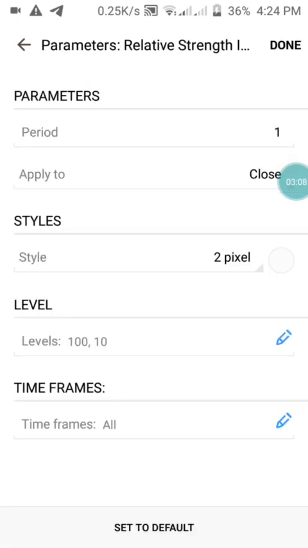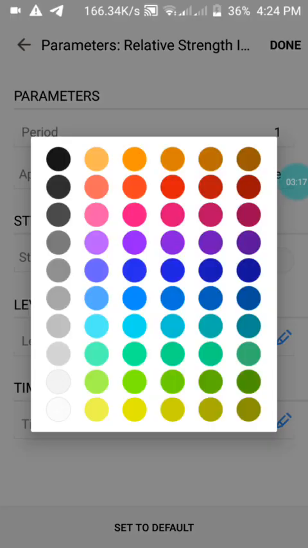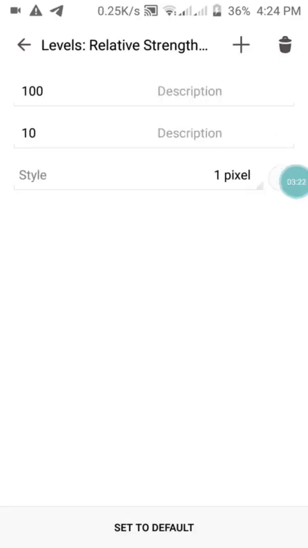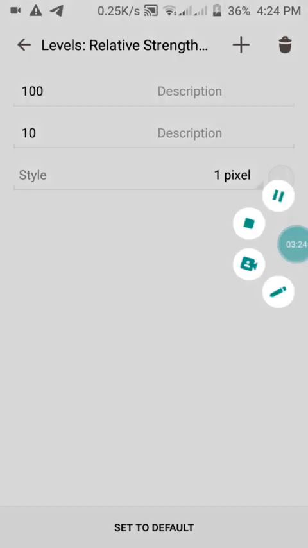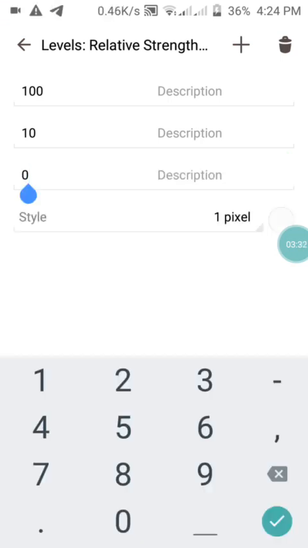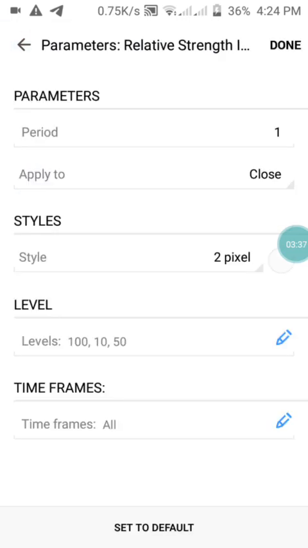I have the first one to be the relative strength index. We have the period of one, applied to close, and we have our style in white color, which is the color of our background. And also make sure that you have your level settings, which is the level style, also in white color. Don't let it be in black color, let it be in white color. And also you can add a level 50 for you to have a take profit level.